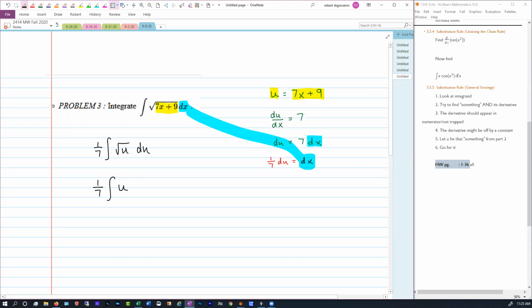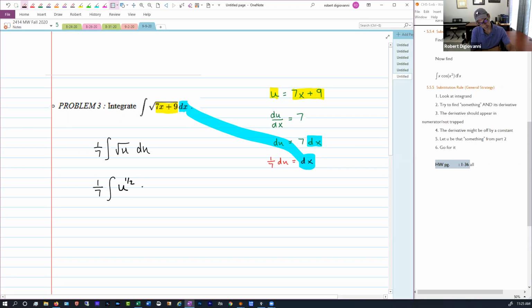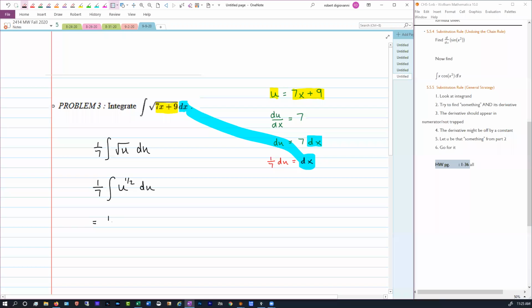rewrite the square root of u as u to the 1/2 power. Good job. Yep, that's it. So because it's a square root, we'll rewrite it as u to the 1/2, and then use that 1 over n plus 1, u to the n plus 1 again. Okay, so I think it'll be 1 over 1/2 plus 1, then u to the 1/2 plus 1. And then plus c.